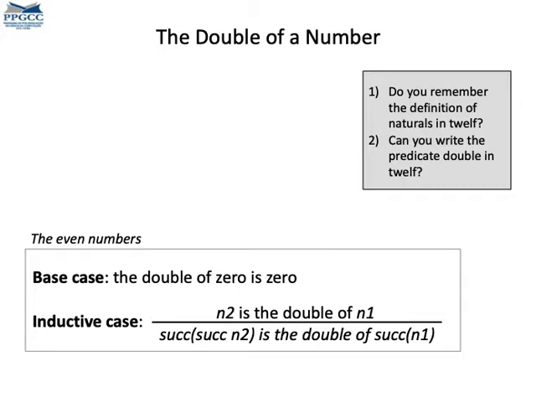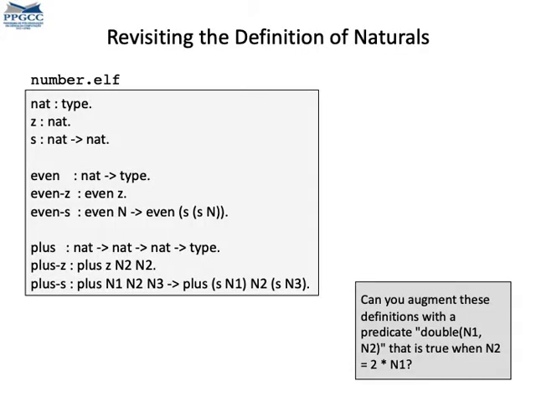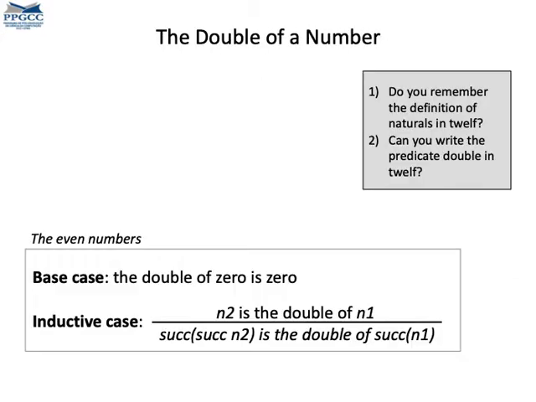Let's now look into another theorem. This time the theorem will use the notion of the double of a number. The double of a number is defined like this in the figure. So here we have the definitions of naturals, even natural numbers, and addition of naturals. How can you augment these definitions with double? This definition that we just saw.